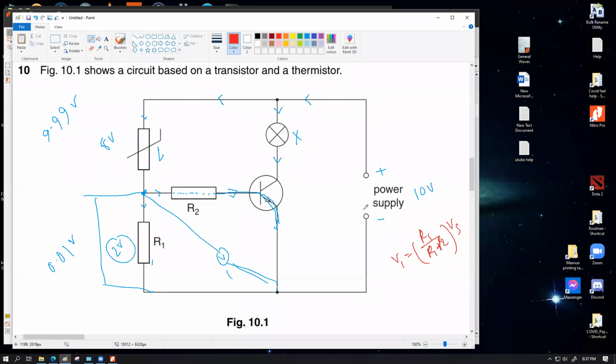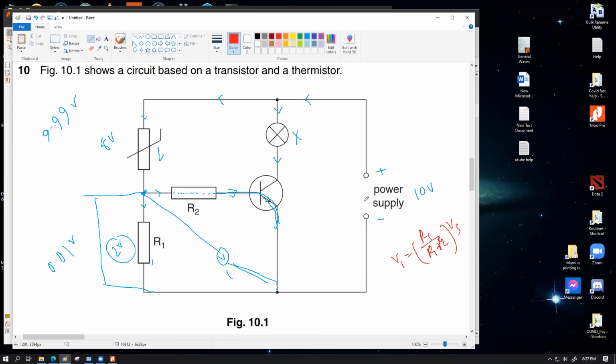Understood? Yes, understood. Okay. Sir, can this potential divider equation be used in any circuit? If it is applicable for the circuit design, in this case it was applicable, that's why I could use it. It can be used in any circuit, but you have to understand the applicability of that equation for that given scenario.